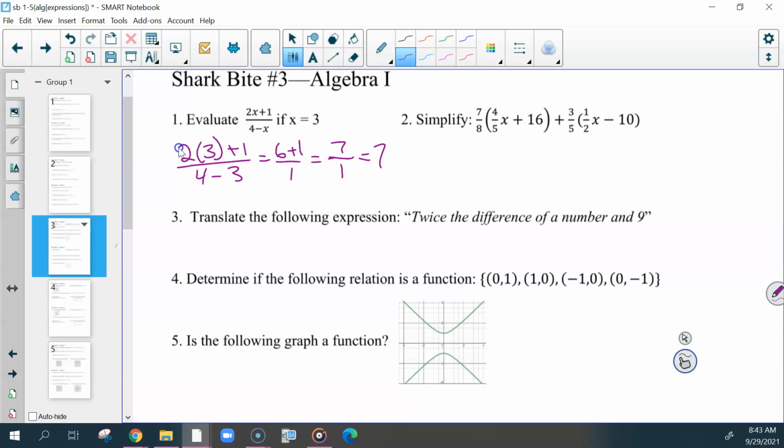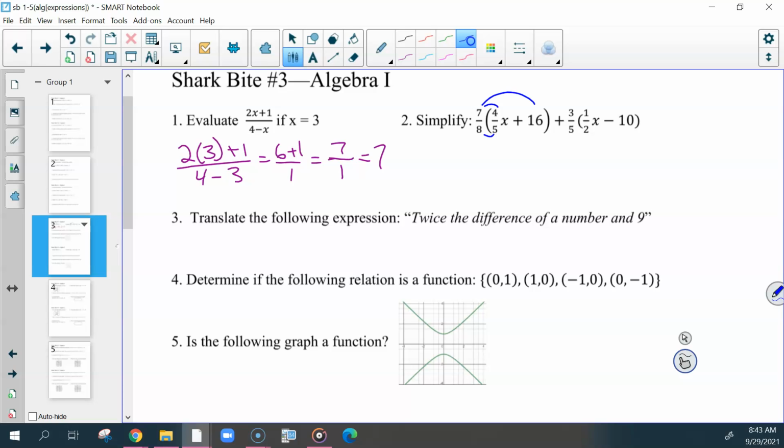Questions on that one? I don't recall what number 2 is off the top of my head, so we're just going to work on it. Okay, so to simplify this, you needed to multiply across here, also distribute it to the 16, remember that's over 1, and then do the same thing here. 7 times 4 is 28. 8 times 5 is 40. I'm going to simplify in a minute.